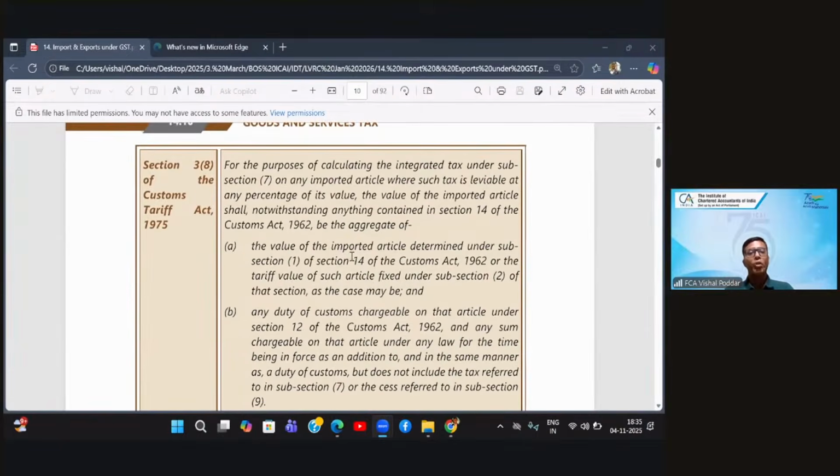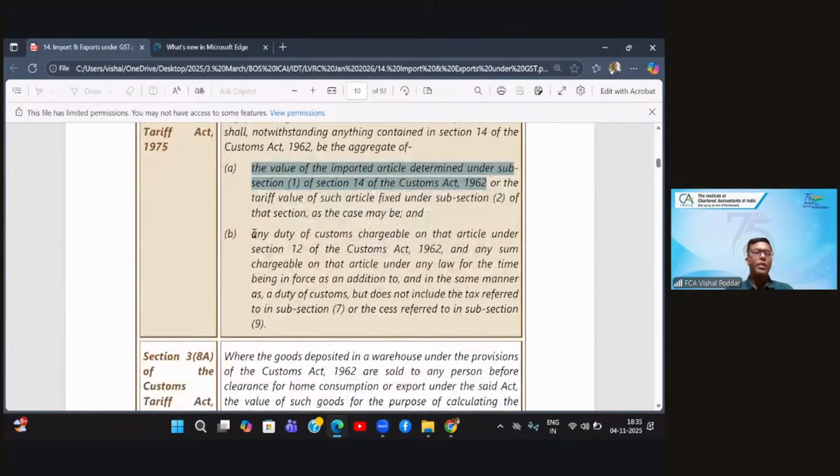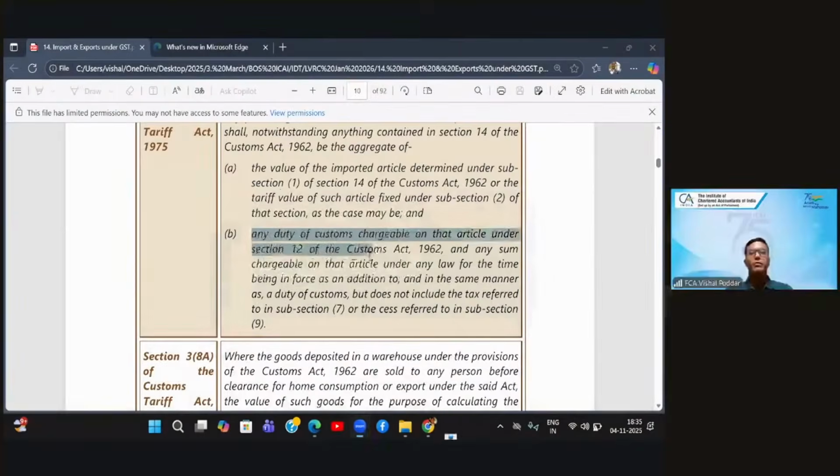But this is not sufficient because that value is for levying basic customs duty. Now, what is the value for levying IGST? So, section 3(8) provides that the value will be the value of imported goods as per section 14 of the Customs Act plus any customs duty which is chargeable on that article as per section 12.